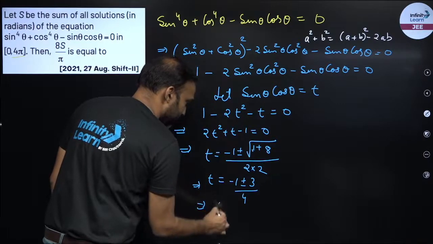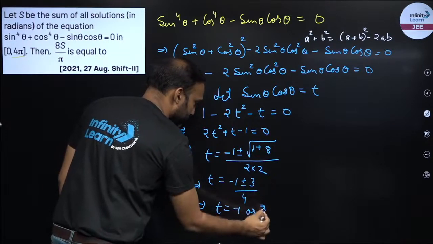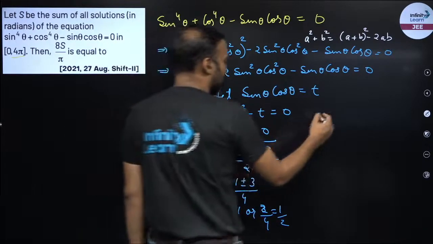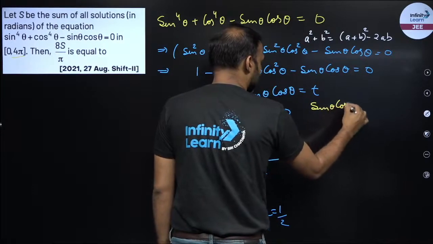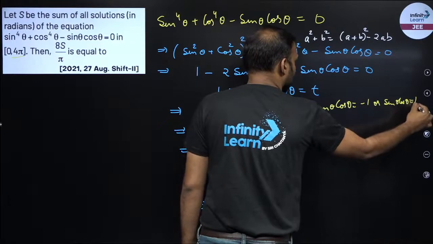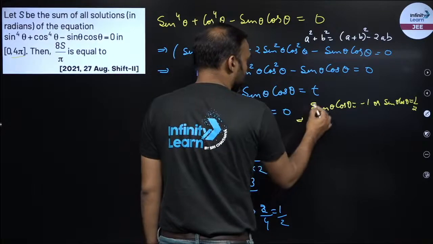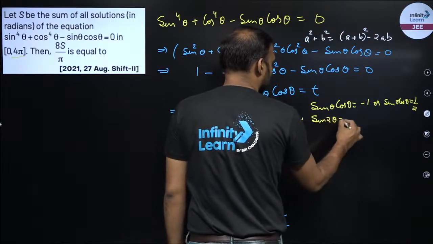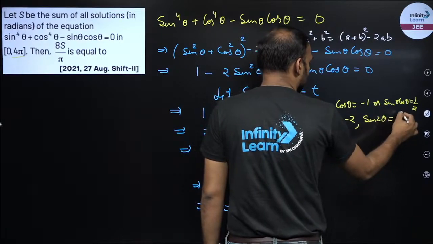So from here we'll get t is equal to minus 1, or plus 3 minus 1 is 2, 2 by 4, that is half. So now we got t is equal to minus 1 or t is equal to half. So what is t? T is sin theta cos theta. So sin theta cos theta is equal to minus 1 or sin theta cos theta is equal to half. So you can multiply with 2. If you multiply with 2, it becomes 2 sin theta cos theta, that is sin 2 theta.